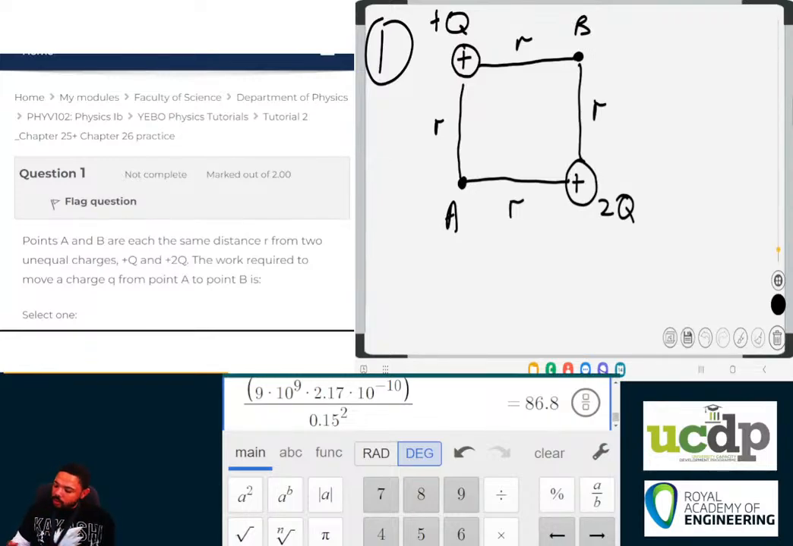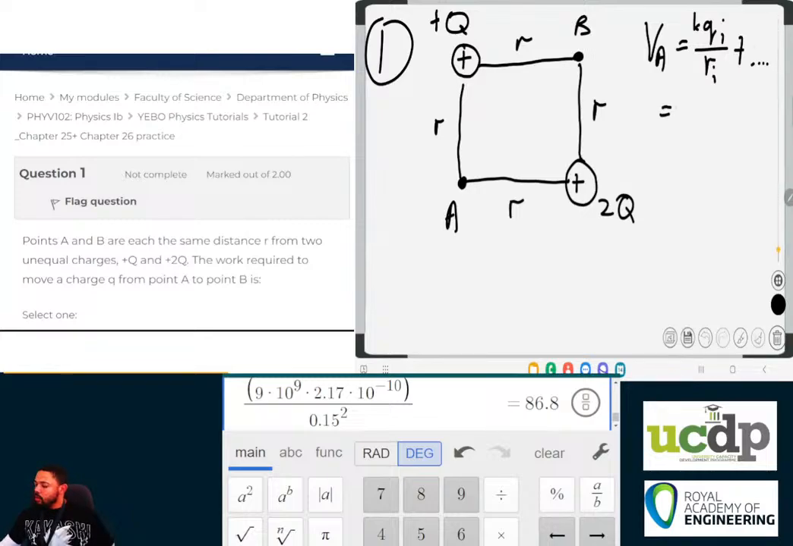First we need to calculate the potential here and the potential there, so we can calculate the difference in potential. Now, the potential at point A, let's work it out. Remember, the potential due to point charges is equal to kq1 over r1, plus kq2 over r2, and so forth, and you can add as many as you need.